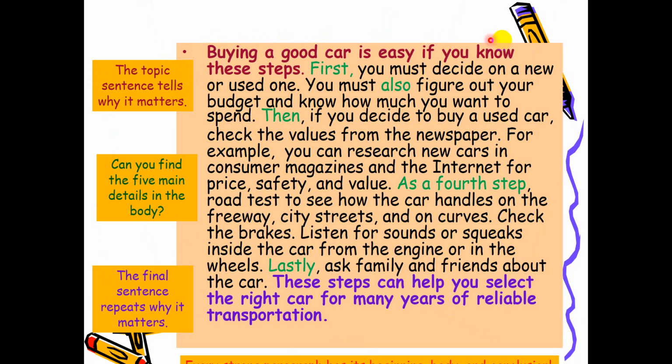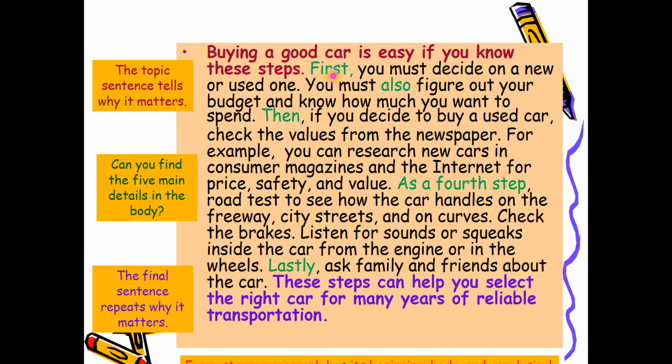So here in the paragraph, the topic sentence is: buying a good car is easy if you know these steps. Here I mentioned the name of the process, buying a good car, and then I give background. It is easy if you know the steps. And then the second part is the body paragraph or the supporting sentences. Here I mentioned five processes. I mark the steps with the transitions first, also, then, a second step, and lastly.